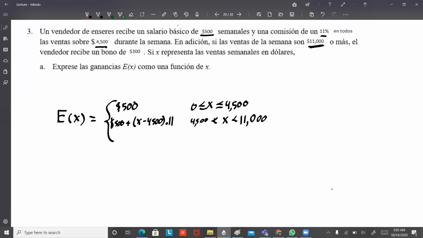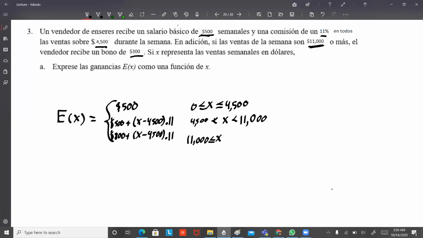Now, once you go over the 11,000 mark, so for x equal to or greater than 11,000, then what you're going to get is $500. That's your base pay. And then you're going to get an additional 300. So you're going to get 800. And it's going to be the same amount of commission because the commission doesn't change as you go higher. So the amount that's the commission, which is this part here, is going to stay the same. So we're going to get this.